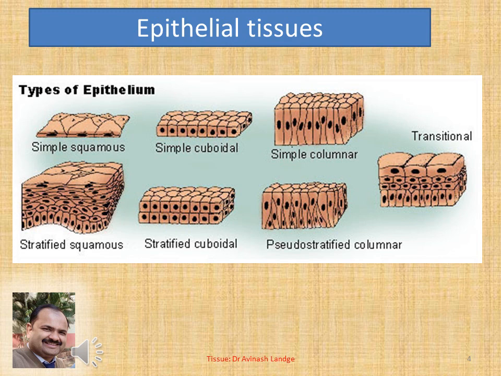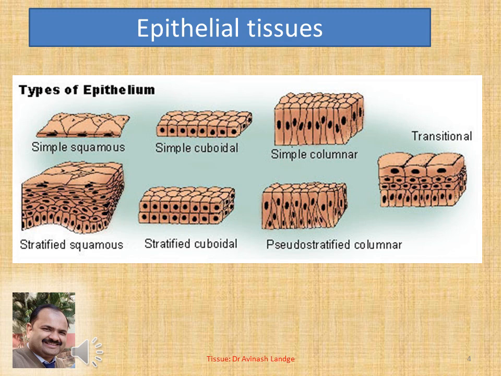Next type is columnar epithelium. Now what is meant by column? Column means pillar. You know, for construction purposes, first of all, we construct pillars, isn't it? So pillar-like means columnar, and epithelium we know means above. So it forms the lining of stomach, small intestine and colon, forming mucous membranes.